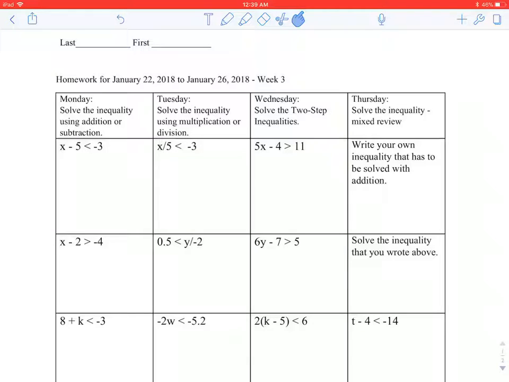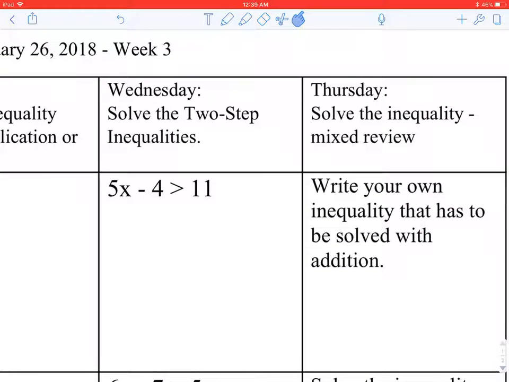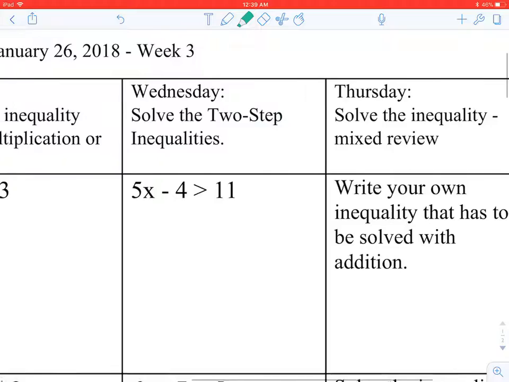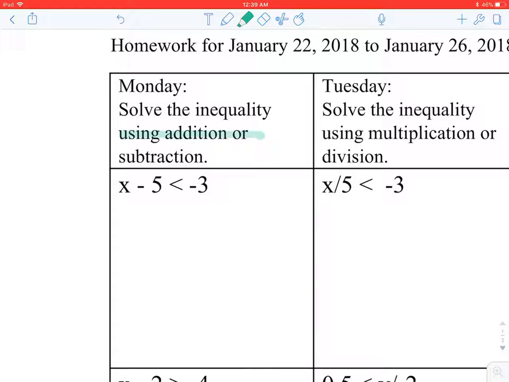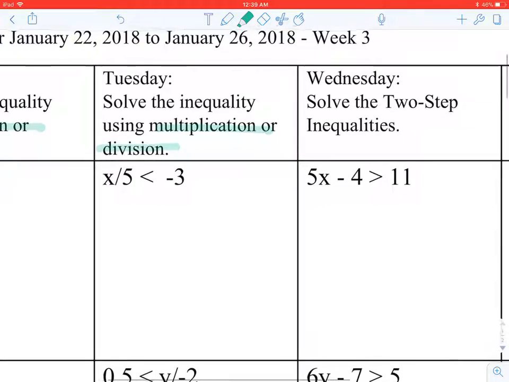Hey everybody, in this video you can probably guess that we're going to be going over Wednesday's column. And on Wednesday column for week 3, that is solving two-step inequalities. So on Monday's column we did solving inequalities in addition or subtraction. Tuesday's column we used multiplication or division, and we also learned that it is really important to flip the sign or reverse the sign whenever we're dividing or multiplying by a negative number.